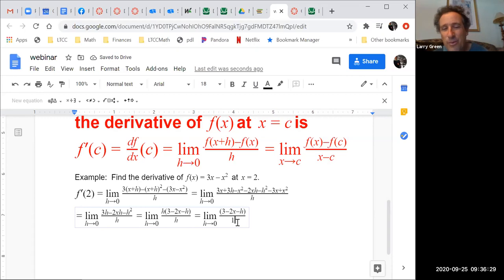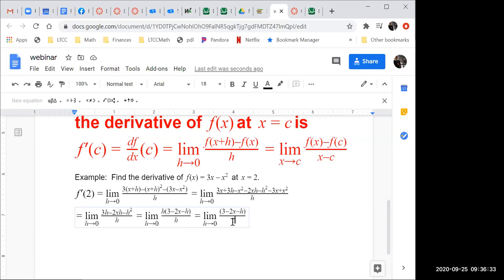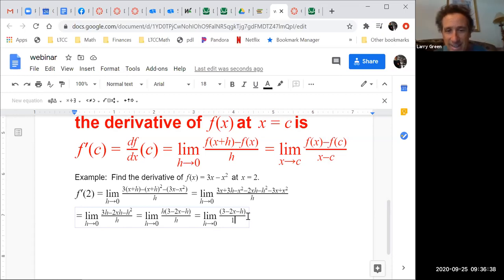Okay, now do you remember, what do you always do after you cancel? Plug it in. Yep, plug it in, plugs in beautifully if h is 0. This is just 3 minus 2x. And there's your answer. Any questions at all on this example?